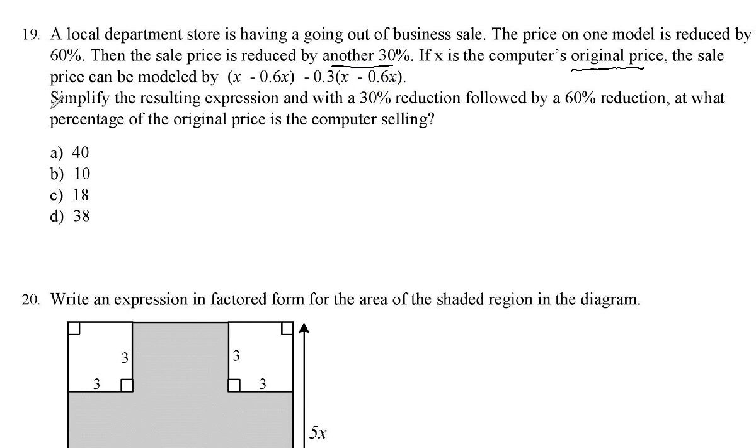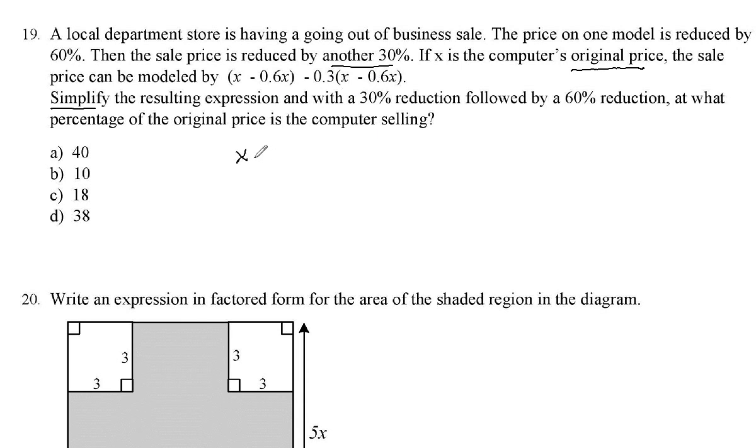So directions are simplify the expression, and then at what percentage of the original price is our computer selling here. So we're looking at a computer that was at a going out of business sale. And so with these two reductions, well, if we simplify this expression, it'll tell us.